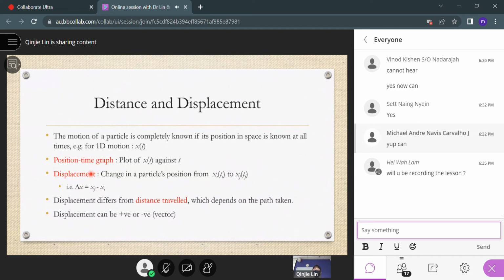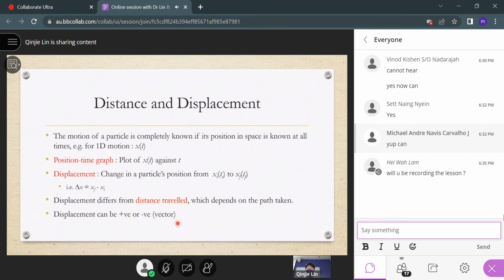Then displacement is different from the distance traveled. Distance traveled depends on the path that you actually walk. So let's say I'm here. Let's say I walk there, then I walk there, then I walk to the door. The displacement is actually just taking where I'm at the door, then subtract here. So very short, it's like a straight line. But distance will be a larger value because I walk there, then I walk there, then I walk there. So that's distance.